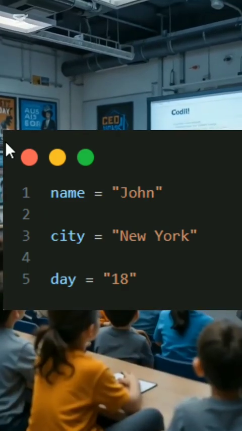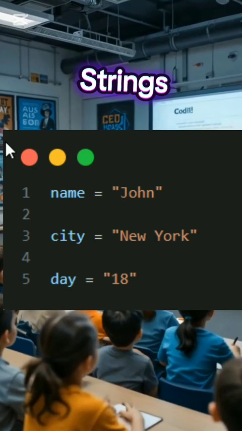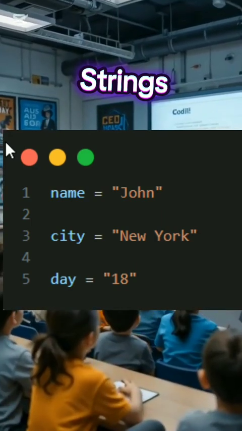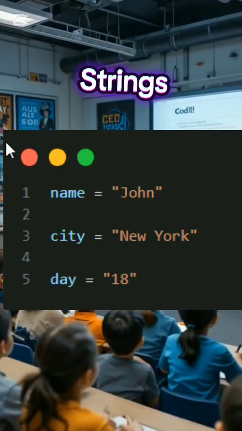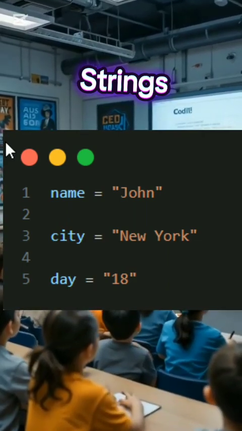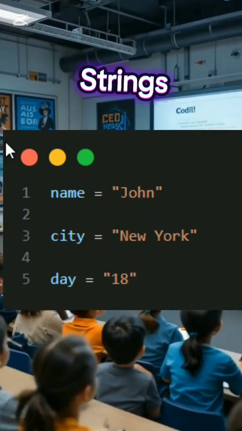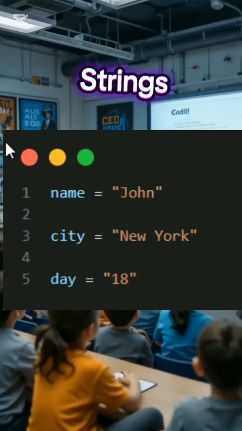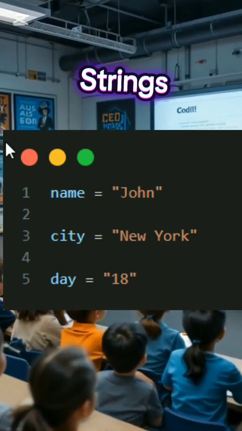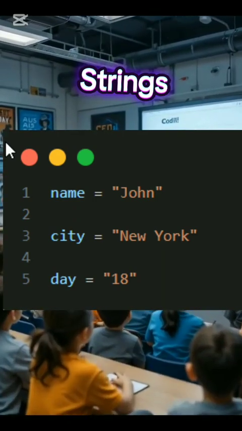Strings represent sequences of characters enclosed within single or double quotes. For example, we might have our variable name, which is equal to an open quotation, John, and then a close quotation. It can be a single quote or a double quote.